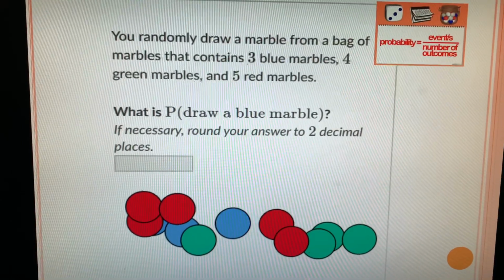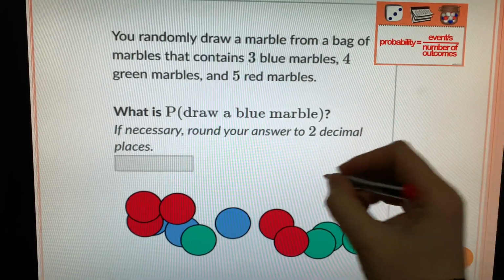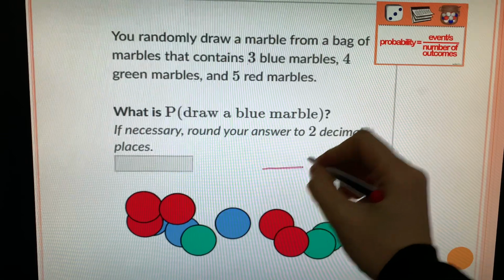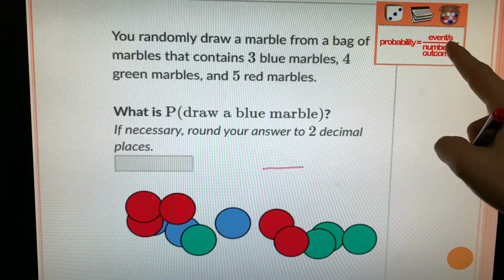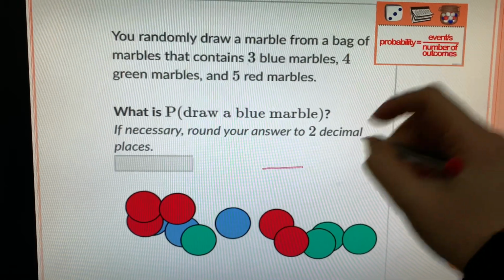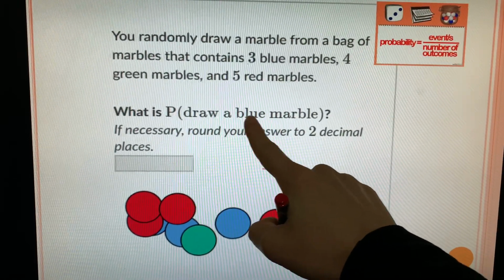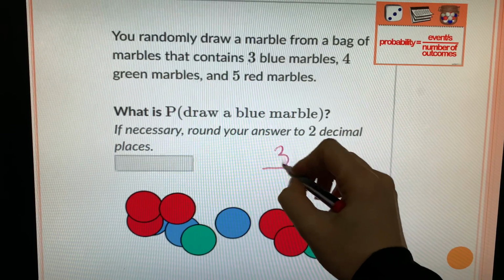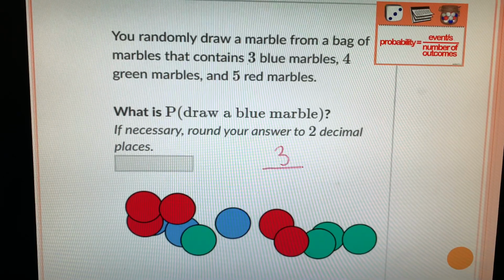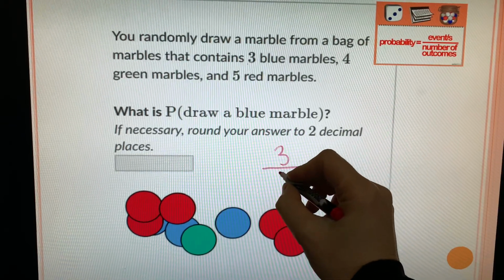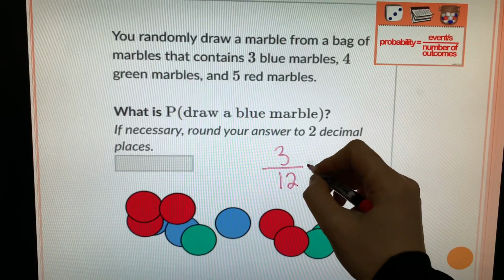So to solve this, I'm going to check out how many blue marbles there are in this bag. So there is a total of 3 blue marbles, and that's my event. I want my event to be blue marbles. So I have 3 blue marbles over the total number of marbles that are in that bag. So the total number of marbles in that bag is 12 marbles.